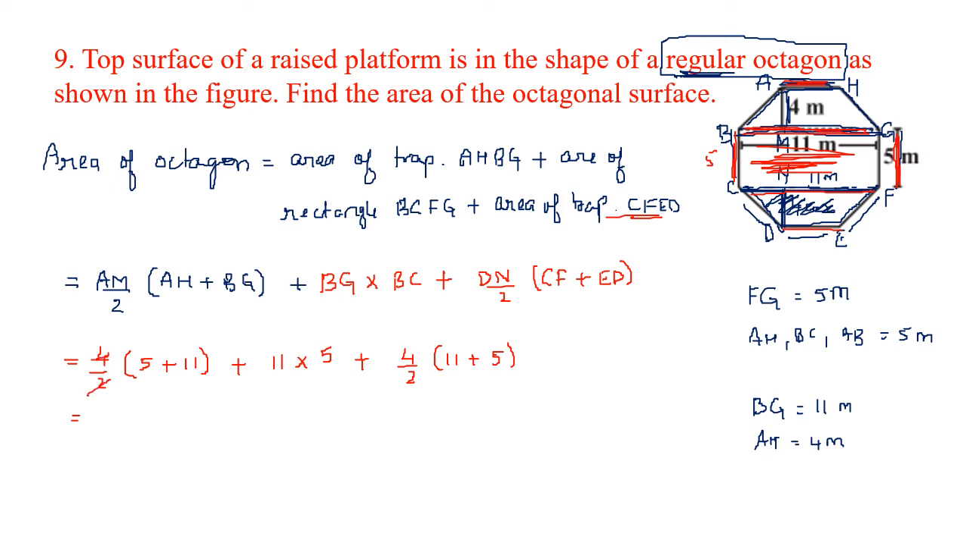So 2 ones are 2, 2 twos are 4. 11 plus 5 is 16, 16 twos are 32, plus 11 5s are 55, plus again 11 plus 5, 16 twos are 32. So you have got 32 plus 32, 64, and 64 plus 55. 64 plus 55, we have got 119. So it is 119 meter square.